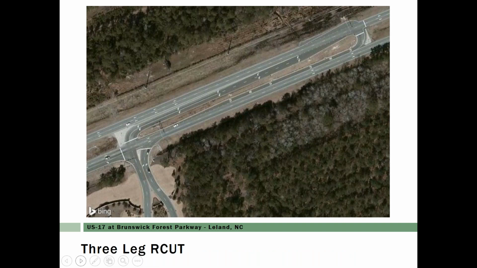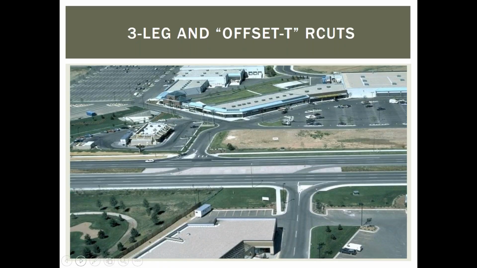3-leg R-CUTs. An R-CUT can be applied on a 3-legged intersection where there's no minor street on the other side. The left turn maneuver is made by way of making a right turn and then utilizing the U-turn bay to come back. And the option for using 3-legged intersections is offset Ts. They don't have to line up. The minor street approaches don't have to line up. In fact, there's an advantage when we talk about pedestrian treatments. There's actually an advantage to having the offset T alignment.